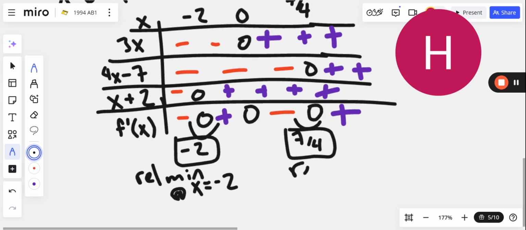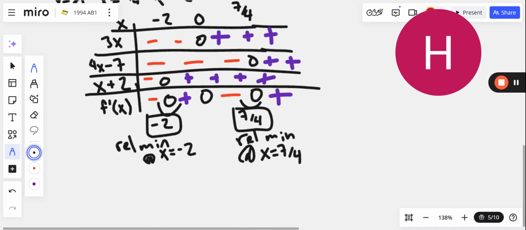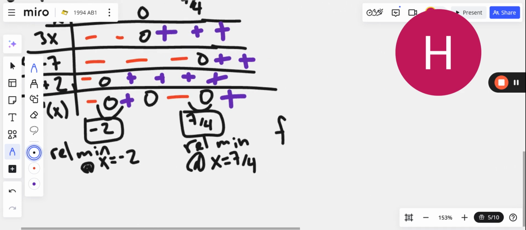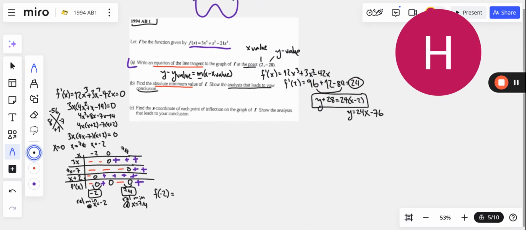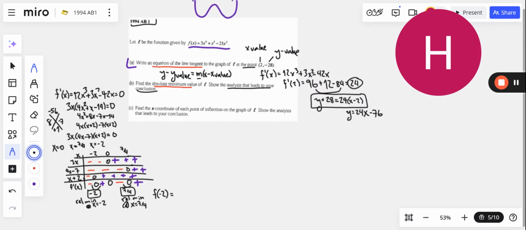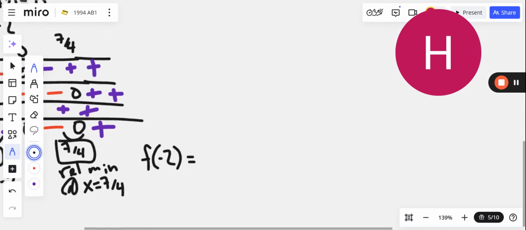Either one of these is possibly the absolute minimum, relative minimum at x equals 7/4. So these are our only candidates for which one could be the absolute minimum. So let's go ahead and plug those in to the original function. So f of negative 2, that's going to be different from what we did in the first part, where we plugged in positive 2.